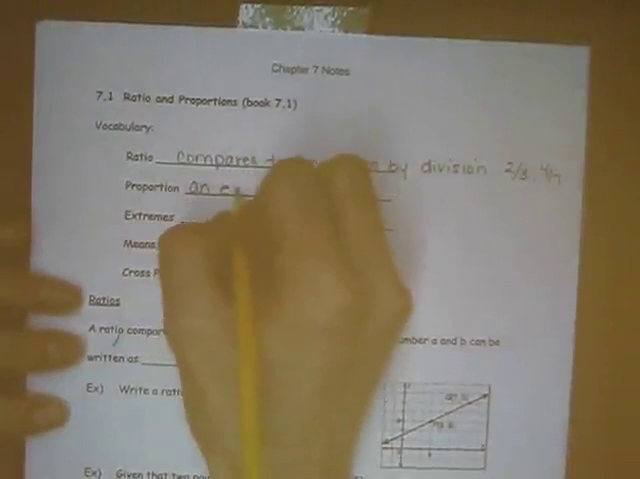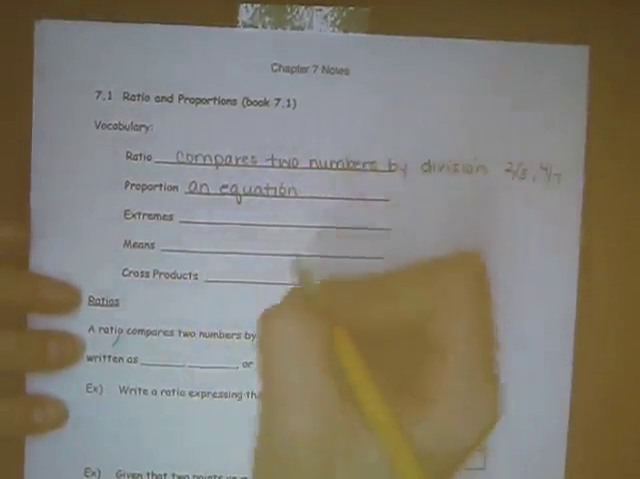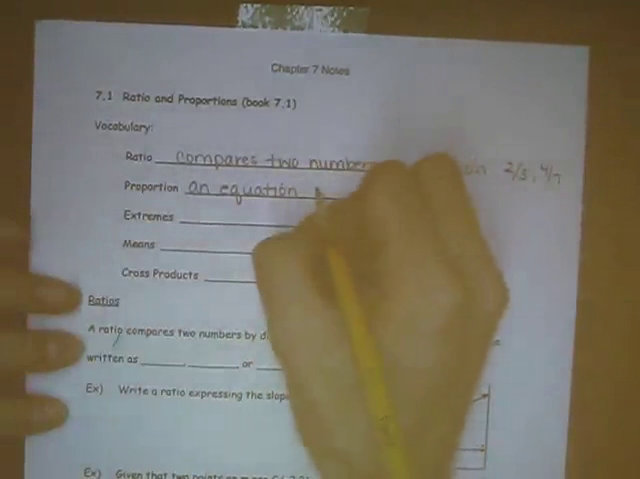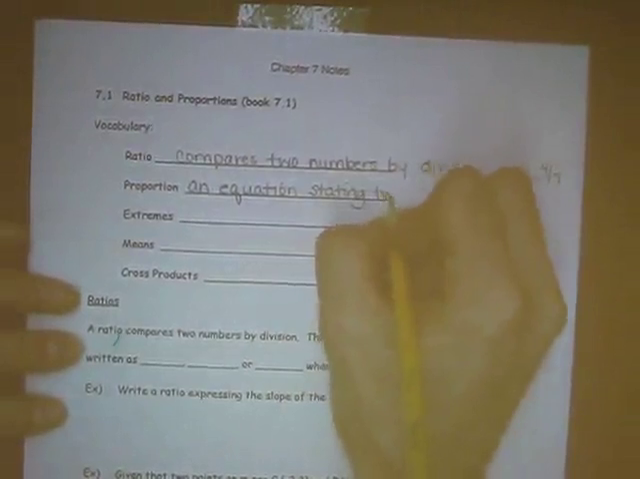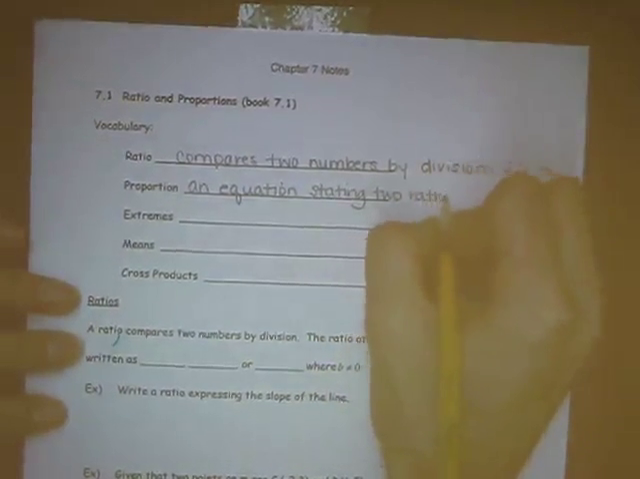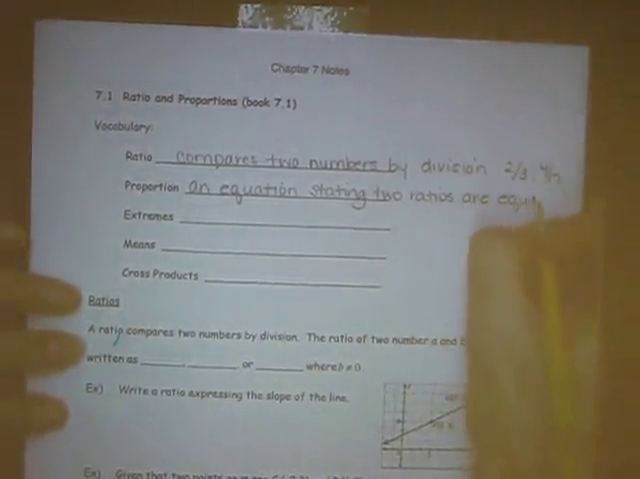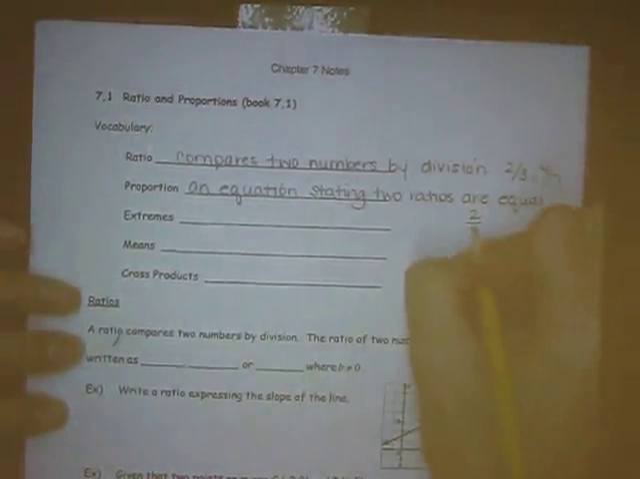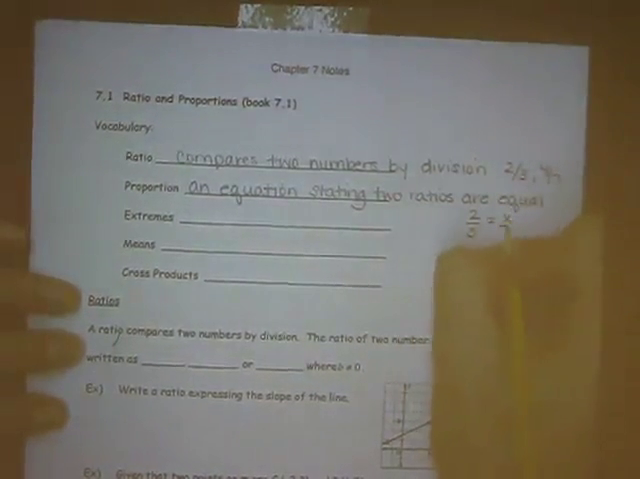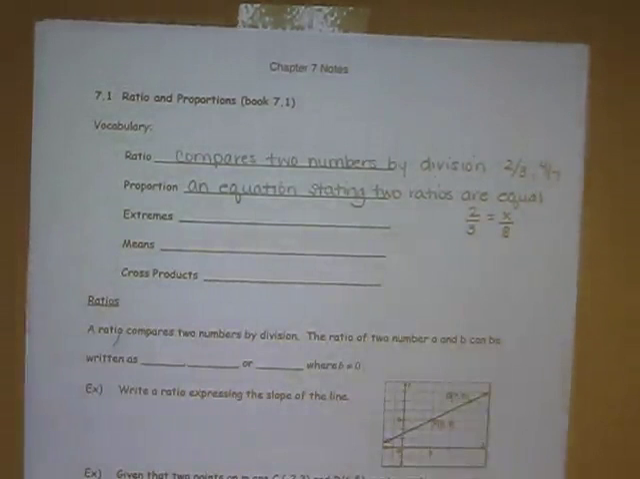A proportion is an equation stating that two ratios are equal. For example, 2 over 3 equals x over 8 would be a proportion. Two ratios that are equal.